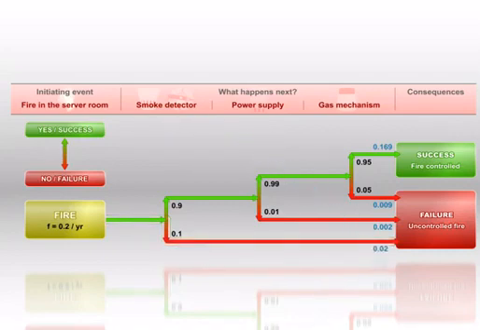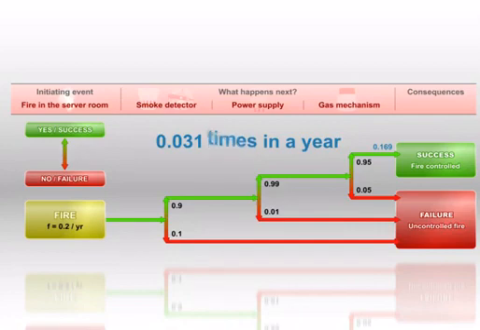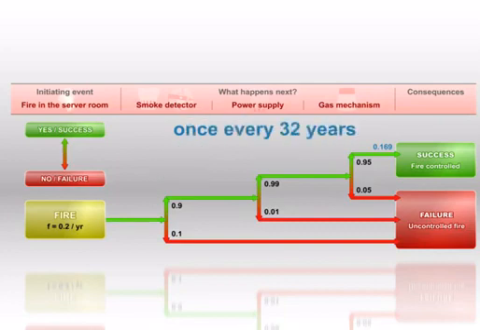So, in total, the probability of failure can be calculated by adding the three probabilities of failure together. The probability of an uncontrolled fire has been calculated as 0.031 times in a year. To make this a bit easier for everyone to understand, we can express the frequency as 1 over 0.031, or once every 32 years.